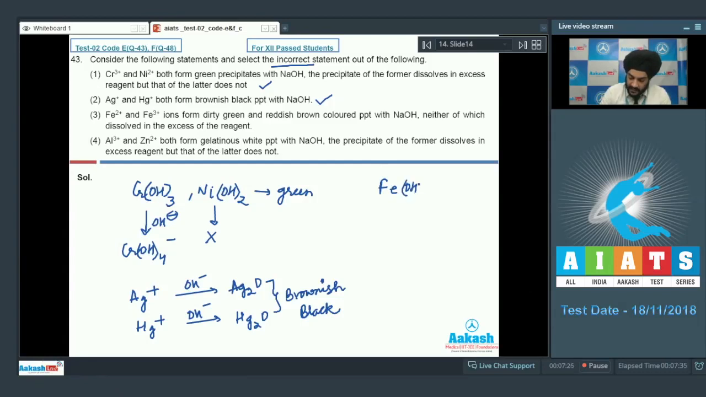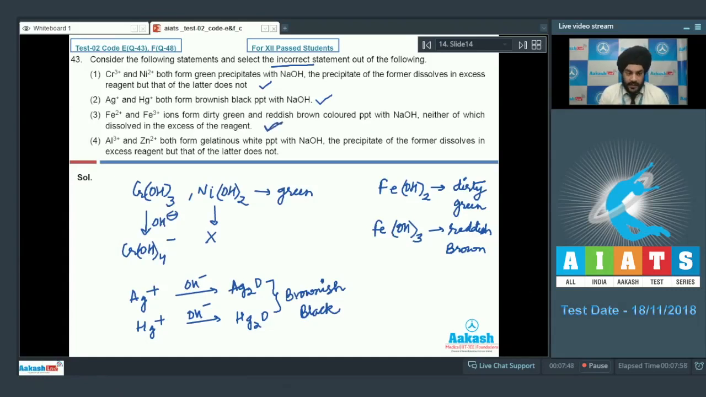Fe(OH)2 is dirty green, whereas Fe(OH)3 is reddish brown. And both these species do not dissolve in excess of OH minus.